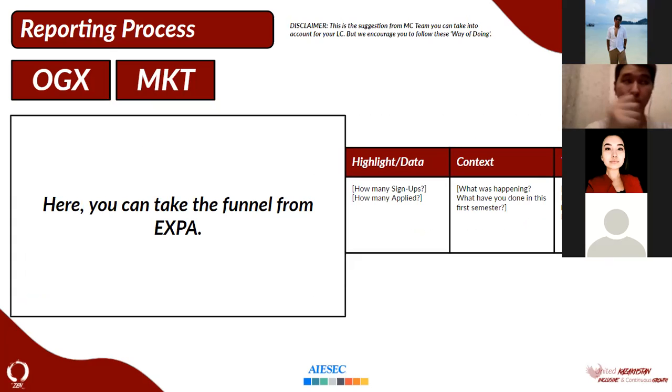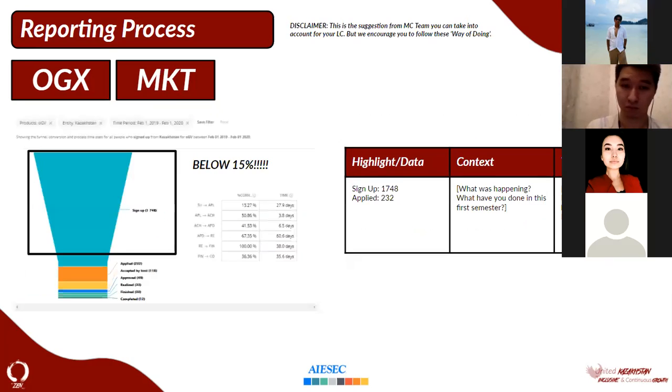So you can see highlight data, like how many sign ups and how many applied, and then context, like what was happening and what you have done in this first semester, and then the way forward, any suggested way forward for your synergy between MKT and OGX. For example, nurturing. This is only an example. Let's say for the product funnel from sign up to apply, sign up is 1,748. Meanwhile, apply is only 132, which is about 15%.